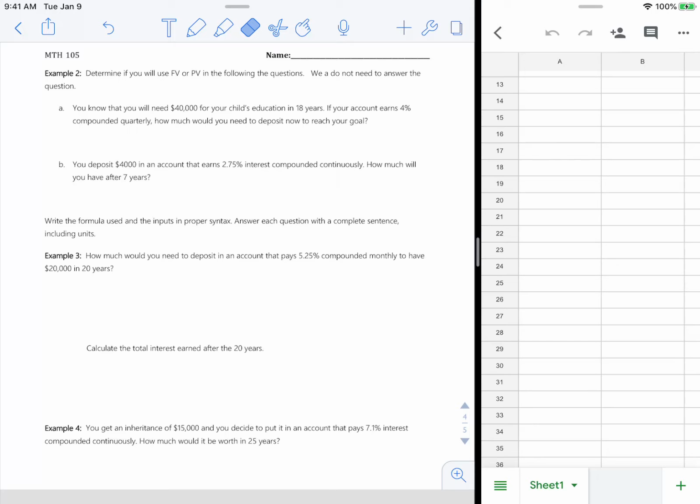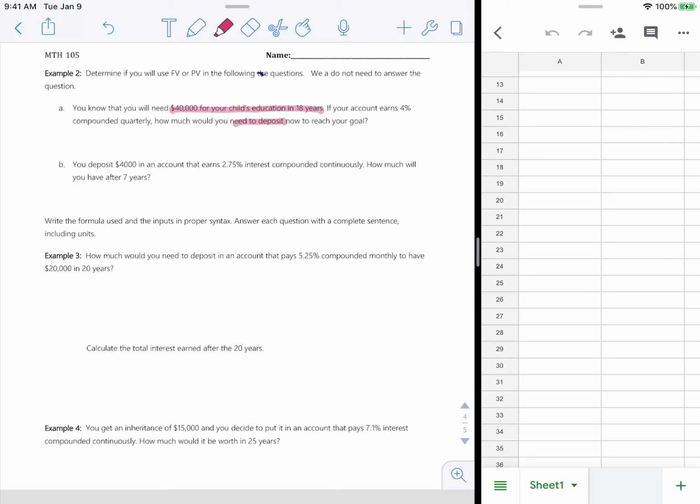So example 2, it says determine if you will use FV or PV in the following questions. We do not need to answer the question. So those are the only two functions we've talked about, future value versus present value. So A says you will need $40,000 for your child's education in 18 years. So that's giving something away right there. If your account earns 4% compounded quarterly, how much will you need to deposit to reach your goal?